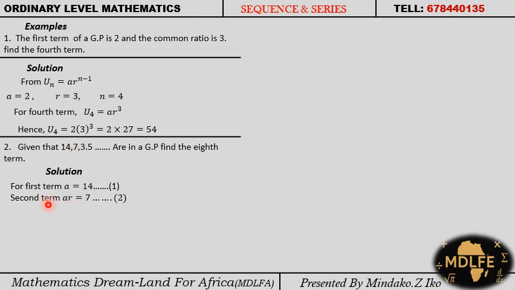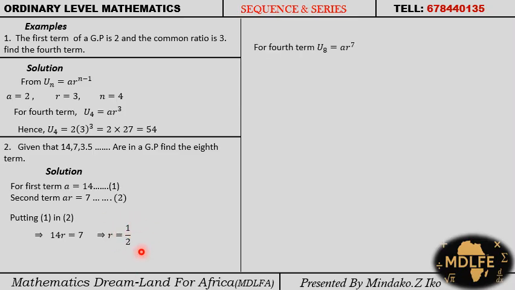Now you can see that I have a equals 14 and I have a here, so I can substitute equation 1 into equation 2. So I will have 14r equals 7, and from there I can get my r, which is half.